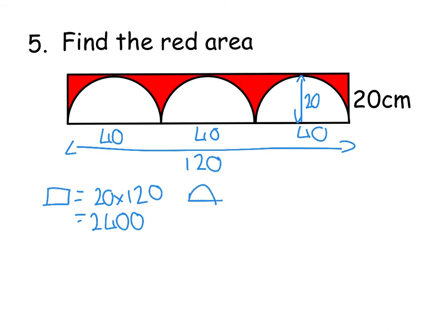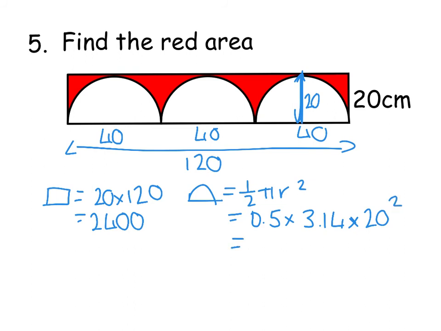The semicircle is half pi r squared. So we've got 0.5 times 3.14. Remember we said the radius was 20 because that was that bit there from top to bottom. So times 20 squared. So we've got a half times 3.14 times 20 squared, and that gives us 628.